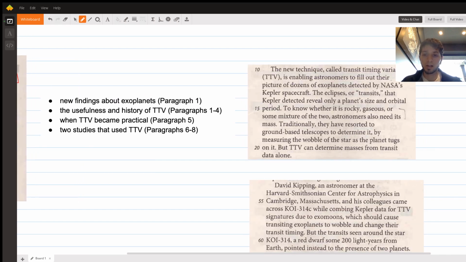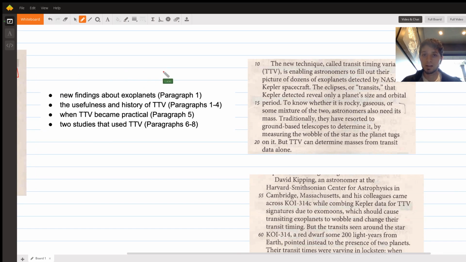So the general breakdown as I have it, and I don't have the whole text here, so if you have it, go back to the text and compare. The four things I have: first, new findings about exoplanets. This is in paragraph 1. The opening paragraph mentions, hey, we found new exoplanets. Immediately, though, even in paragraph 1, it begins to talk about the usefulness and history of TTV, what it does, how it was discovered, its implementation, etc.